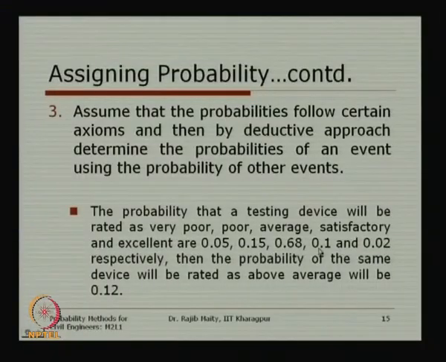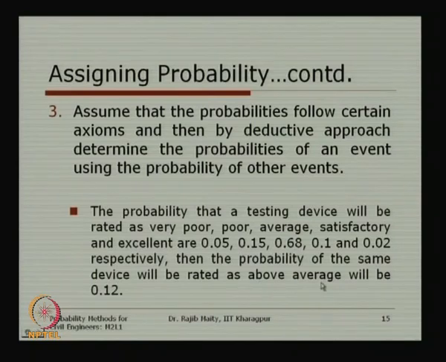And if these two are independent, so if one customer has categorized as satisfactory and another has categorized as excellent, and this categorization by different customers is independent of each other, then the probability that the device is rated as above average will be the simple summation of the probabilities for satisfactory and excellent, that is 0.1 plus 0.02.